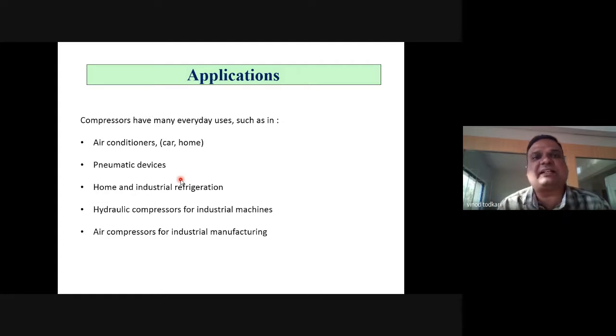There is a science called hydraulics and pneumatics. Whenever we are using compressed oil, that is called hydraulics. Right? And whenever we are using compressed air, that is called pneumatics. I believe that this concept is clear to all of you. Is it clear to all of you?